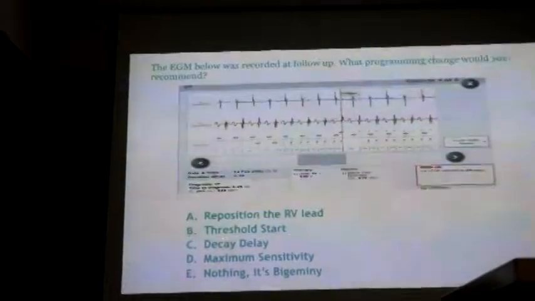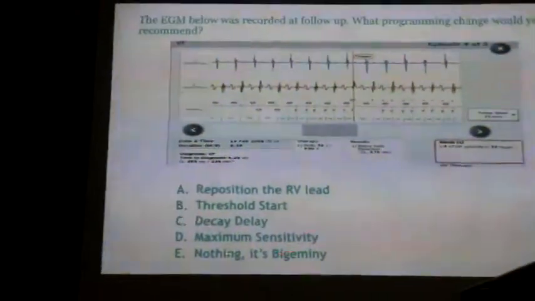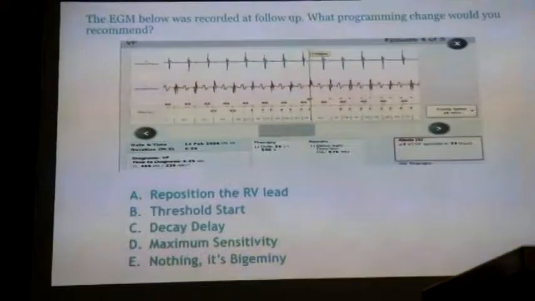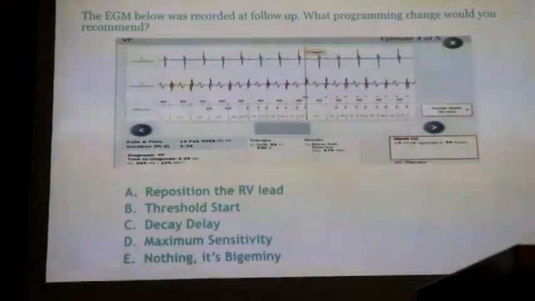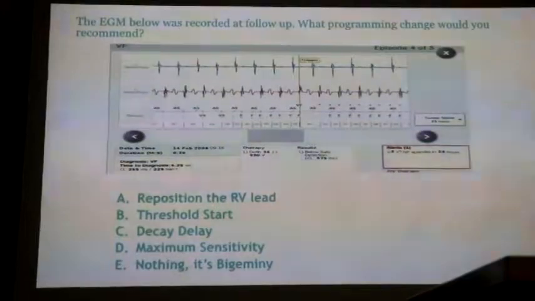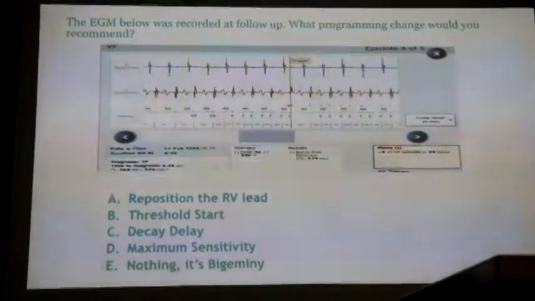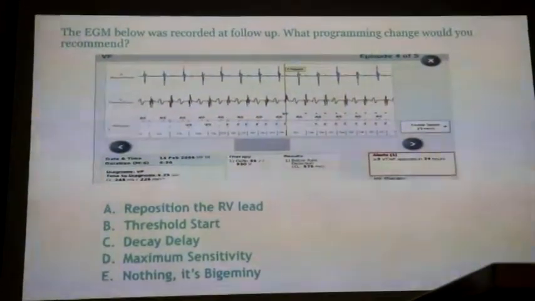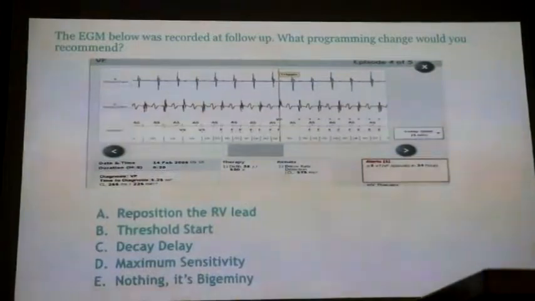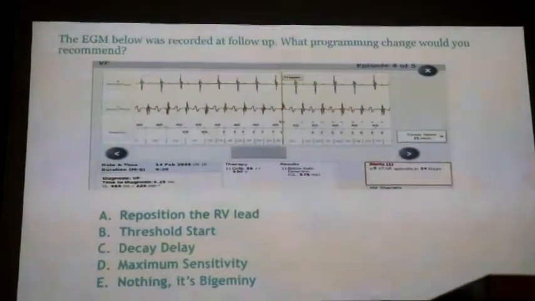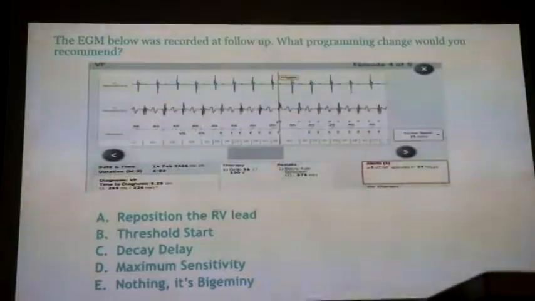So I mean, how do you fix this, right? How would you fix this here with this patient? So here's your choices. You can reposition your RV lead, change threshold start, change decay delay, change the maximum sensitivity. You could change the threshold start, but some of these signals are very similar in size to the R wave, right? So if you make it not sense this, you might have a little bit of a problem when you get VF, okay? The maximum sensitivity cannot be solved by decay delay. You have to reposition the RV. You need to consider repositioning the RV lead, okay?